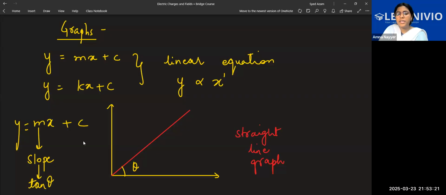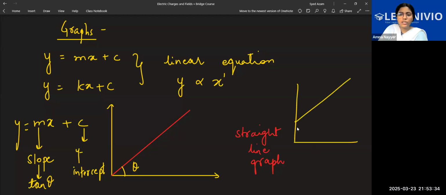Then you have c, which means the y-intercept. Intercept means, see, this graph is starting from the origin. What if I give you a graph like this, which is not starting from the origin, but is here? So this gap that is present on the y-axis is called the intercept. So this is also a straight line.